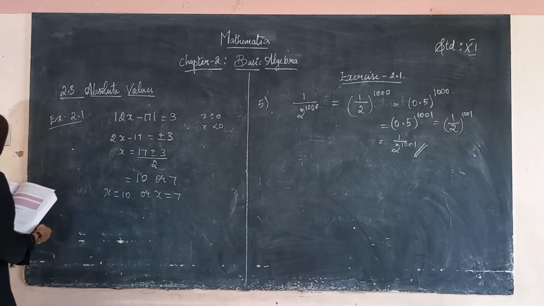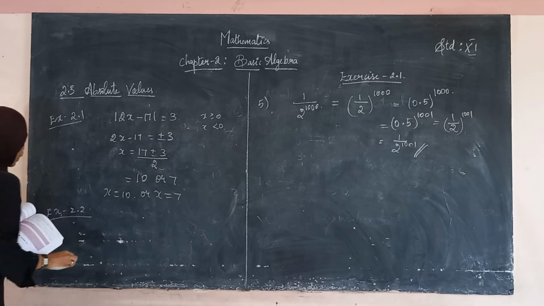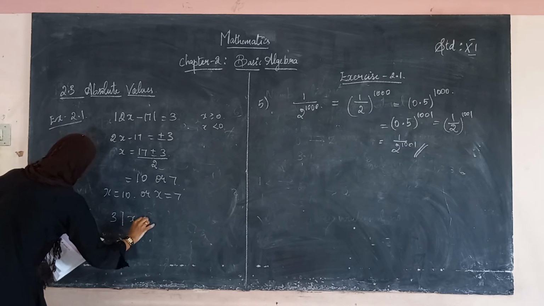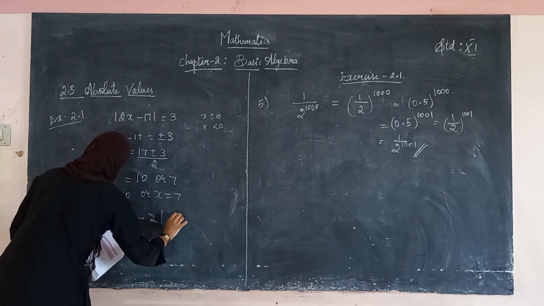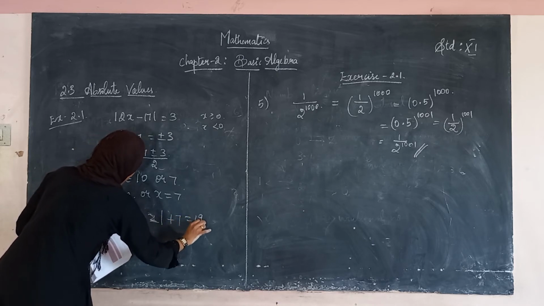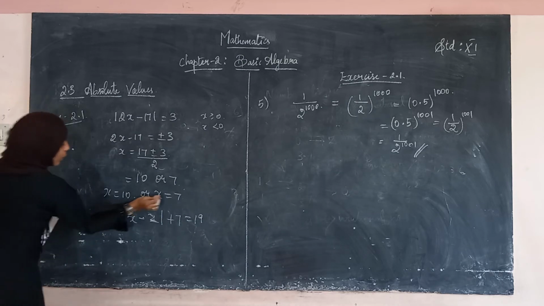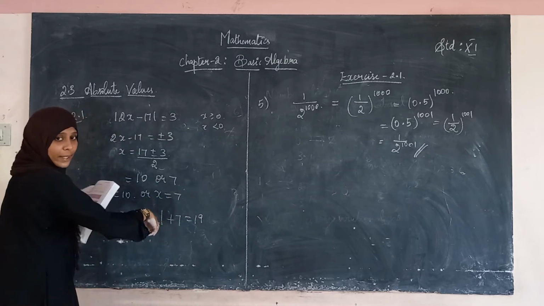And again, example 2.2. What's the question? Solve 3 into modulus of x minus 2 plus 7 is equal to 19. Before removing the modulus, the elements outside the modulus, we can first solve that.